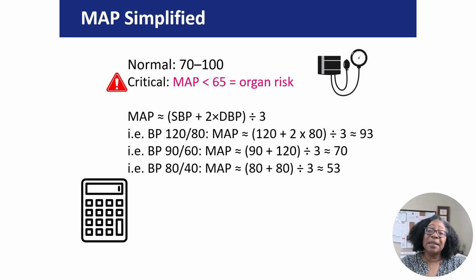Remember, a MAP less than 65 means that perfusion is compromised. So you as the nurse, your main priority is to support the patient's blood pressure. So you're going to call the provider, let them know what's going on, and wait for the orders so you can perform those interventions. Okay.